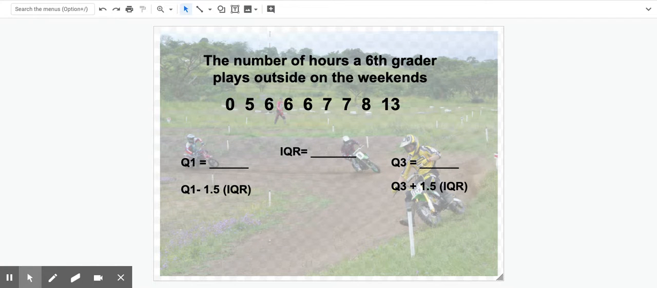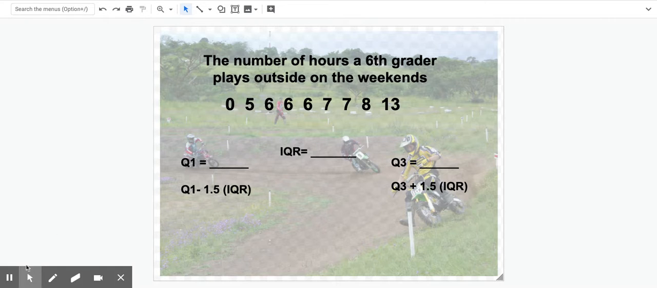So let's look at this question. What are the number of hours that a typical sixth grader plays outside on the weekend? So here's our data set, and we are going to find out if there is an outlier. And by looking at it, I don't really see a significant outlier, but let's just double check.